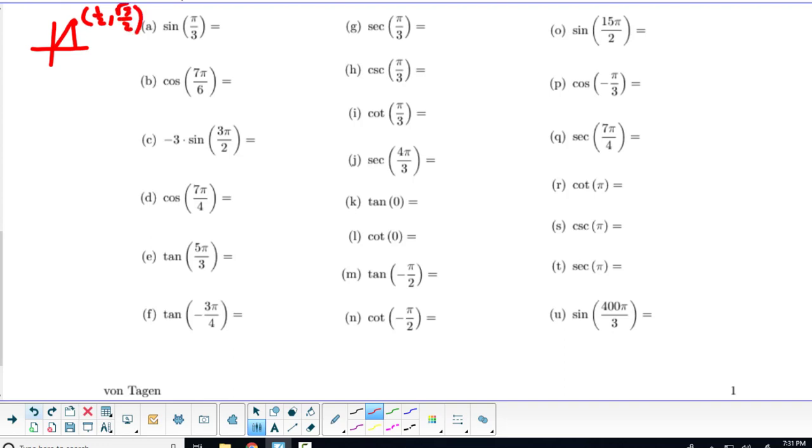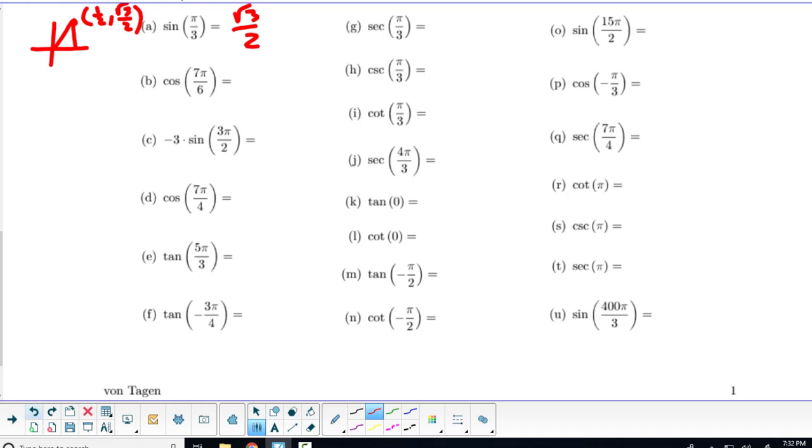There are the coordinates. Notice I didn't draw the whole unit circle to answer this question. I drew a tiny little triangle that matched the angle, and then I labeled it by its coordinates of how I got there. Then, for the sine of pi over 3, I simply want the y coordinate. So the y coordinate is the square root of 3 over 2. Okay?